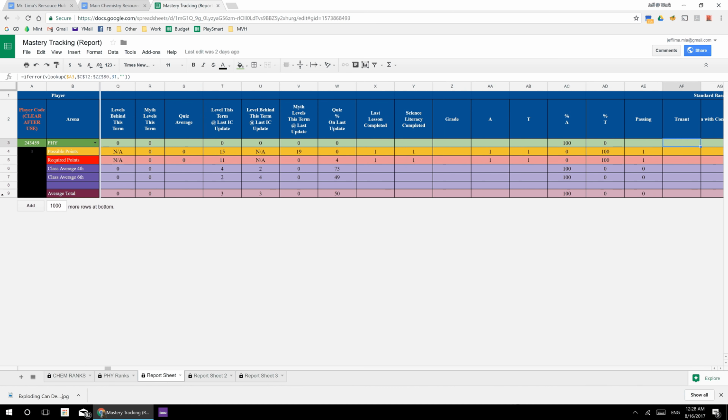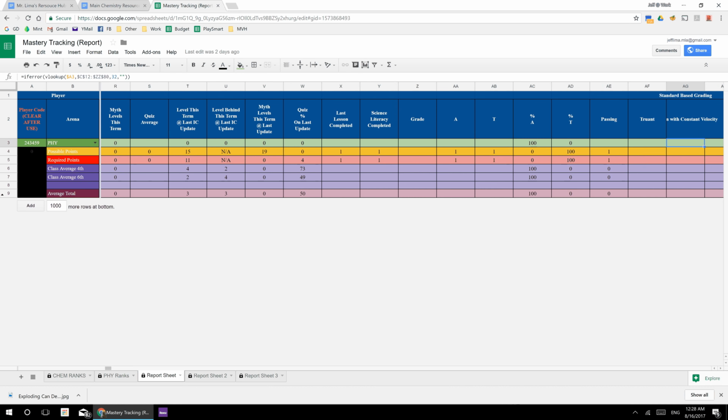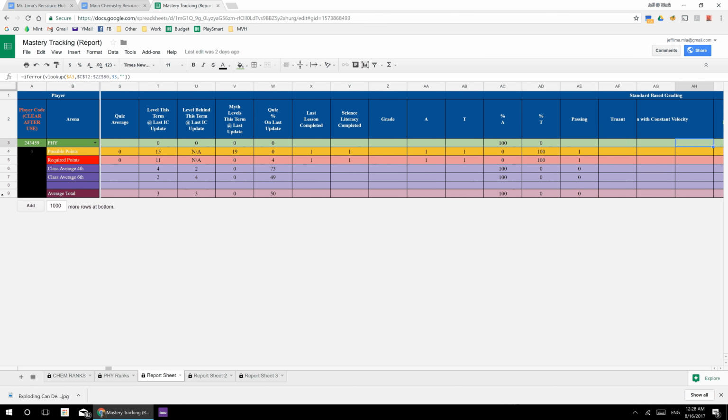The next column tells them whether or not you're currently passing the class. If you have an X, it means you are. The next column tells you whether you're truant or not. If you have an X in that column, it means you do not qualify for things which require certain attendance. And then it starts logging the points you've earned in the system.